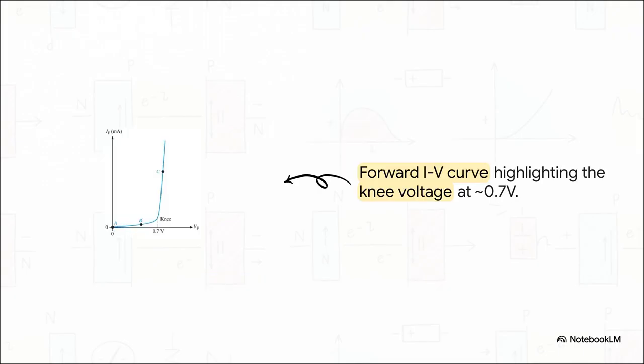So the absolutely crucial point to look at is right here on the curve, this spot marked knee. As we slowly turn up the forward voltage from 0, the current actually stays pretty much flat. The wall is shrinking, sure, but it hasn't disappeared yet. But then, we hit this specific threshold called the knee voltage, or sometimes the cut-in voltage. For a standard silicon diode, this is usually right around 0.7 volts. At this exact point, the barrier potential is totally overcome. The wall drops, and boom, the current explodes upwards exponentially. Past this knee, the diode conducts super easily. It acts almost like a closed switch.